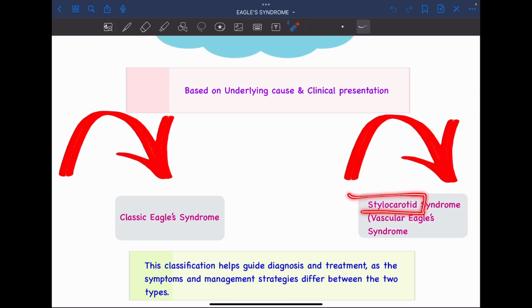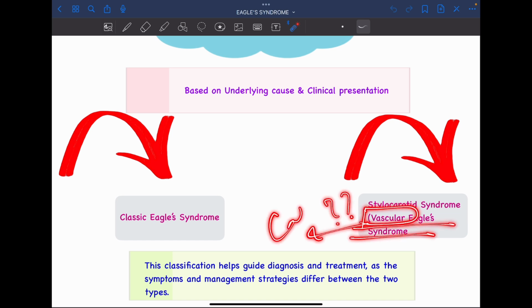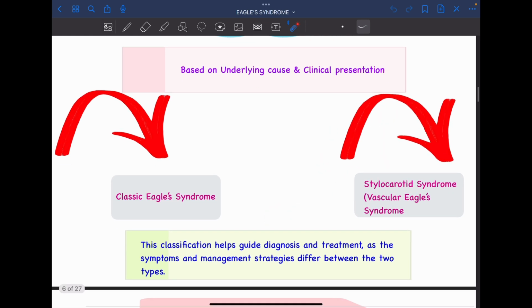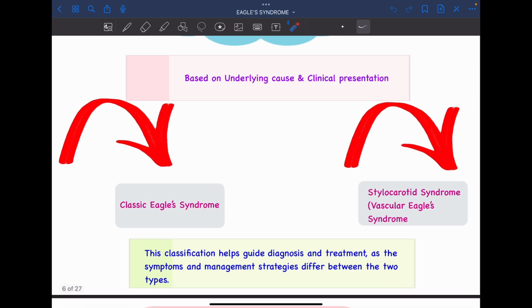Whereas as the name is indicating here, it is stylocarotid syndrome. So definitely something is related to the compression of the carotid here, right? Something related to compression of the carotid artery is present over here, also known as vascular Eagle syndrome. Why vascular? It is vascular because the carotid artery, which is an important vascular structure, is getting compromised here, right? So this classification basically aids in diagnosis and treatment as well, and the management strategies for both of these cases are different. So it is necessary to classify Eagle syndrome.